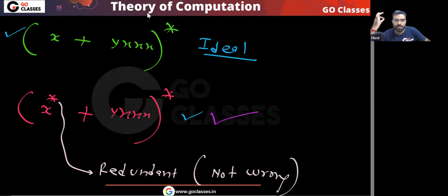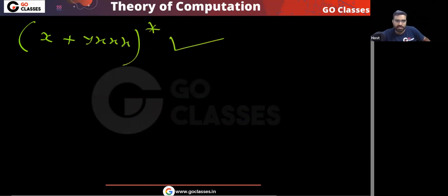This is redundant. They can create any option they want. See, this is your answer: X or YXXX whole star. Now they can create any answer they want. For example, they can create X star, or they can create YXXX.